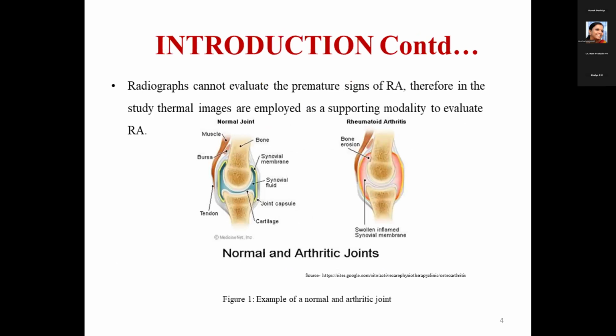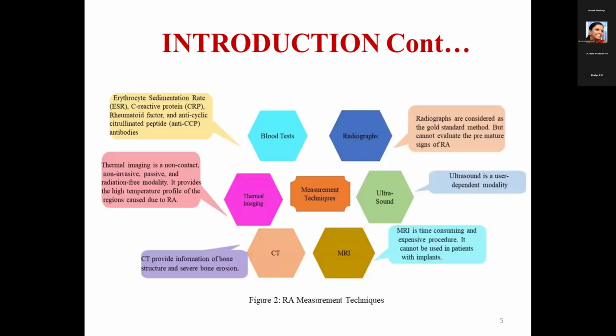So coming to the figure here, on the left-hand side, it's a joint of a normal person, and on the right-hand side, it's a joint of an arthritic person. So in this, you can see the bone erosion and the joint space narrowing and swelling. So these bone erosion and joint space narrowing will be very minute at the early stage. So with radiography, we cannot evaluate rheumatoid arthritis at the earliest stage. That is why in this study, we have used thermal image as a supporting modality to evaluate rheumatoid arthritis.